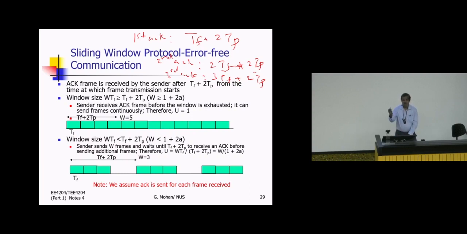But before the acknowledgement comes back, what will happen to the window? Whether the window will be exhausted or not, that's the question. So now we identify two cases. The first case is W times TF. What is W times TF?